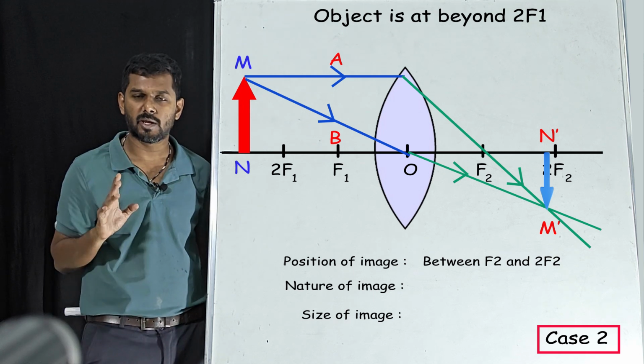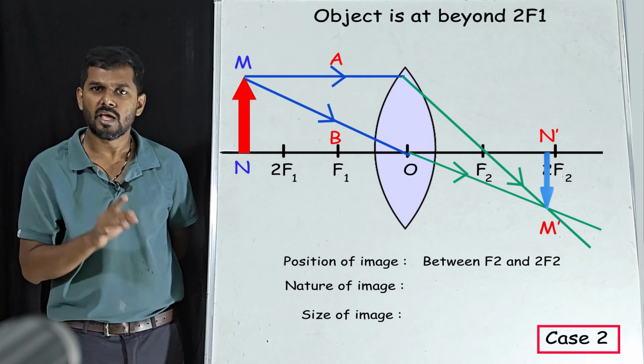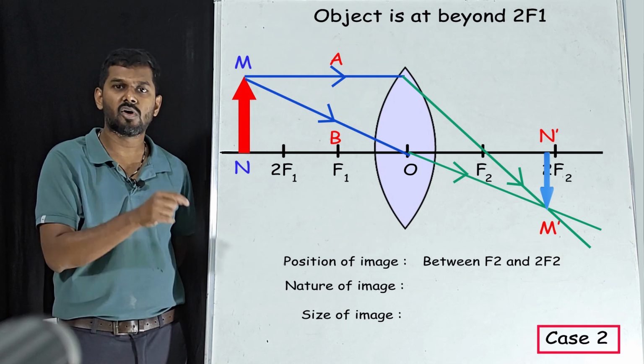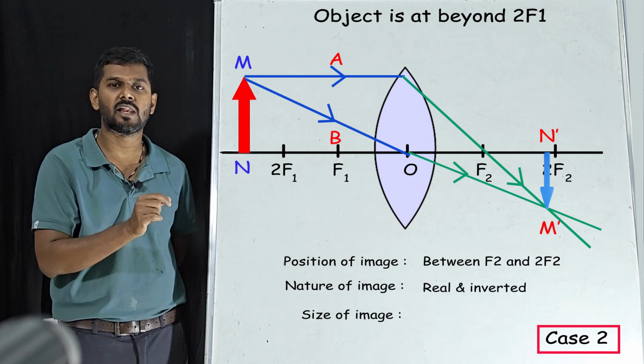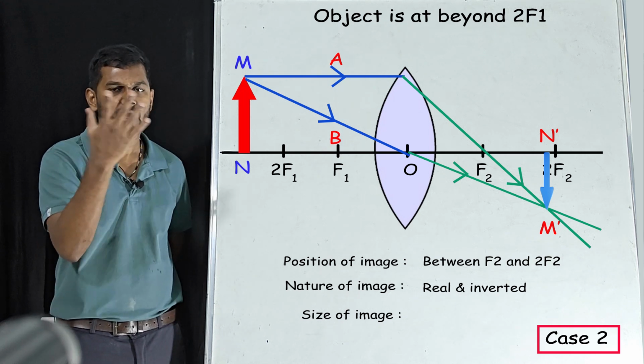Next, nature of the image. Nature depends upon intersection. Do you see any intersection there? Yes, there is an intersection. So it is a real image. If it is real, it will be inverted. So nature of the image is real and inverted.